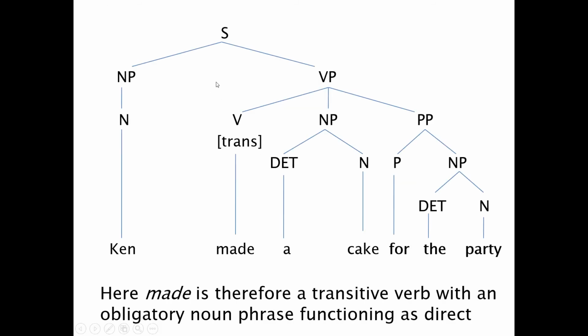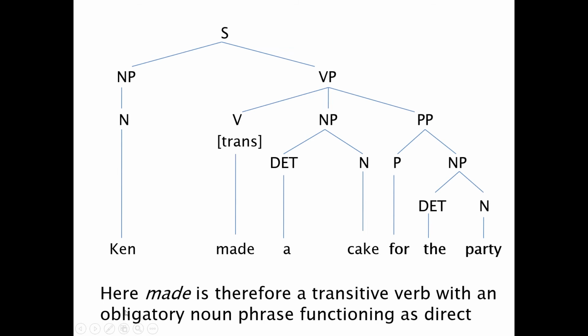Here we have subject, noun phrase and verb phrase. You know these things, I've explained them several times. Look at the prepositional phrase now. We have the preposition for, and then we have the noun phrase, determiner the and the noun party.